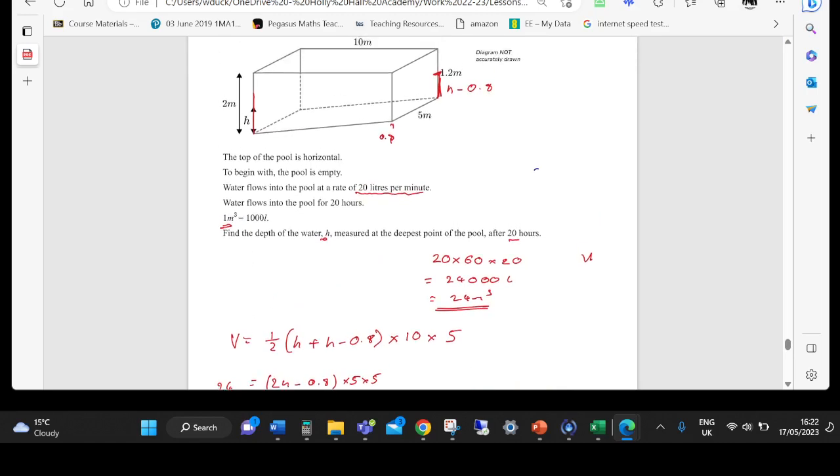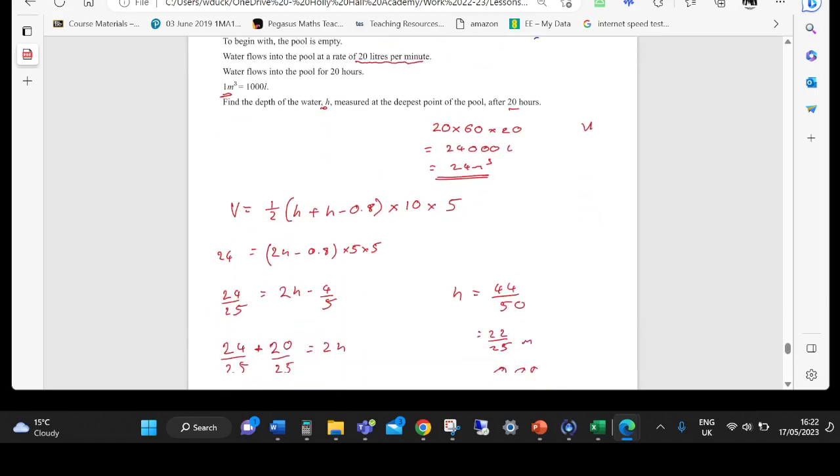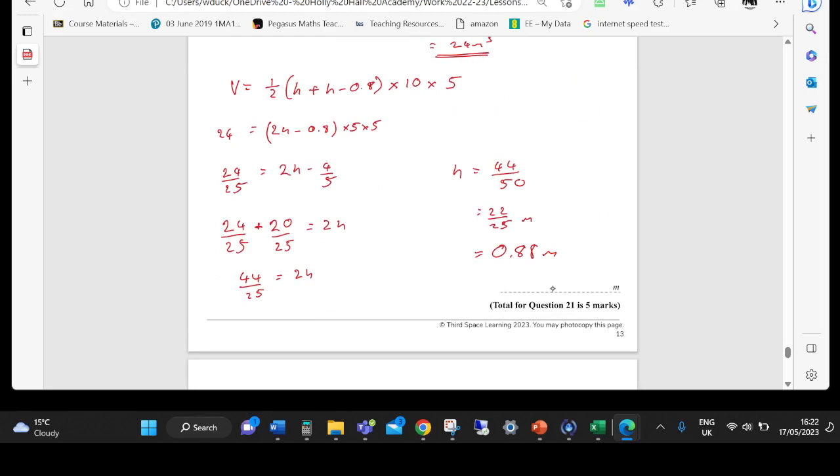Let's just have a look. So we've got decimal here, so yeah, I'm going to go 0.88 meters. 0.88 meters would be the height. Right.